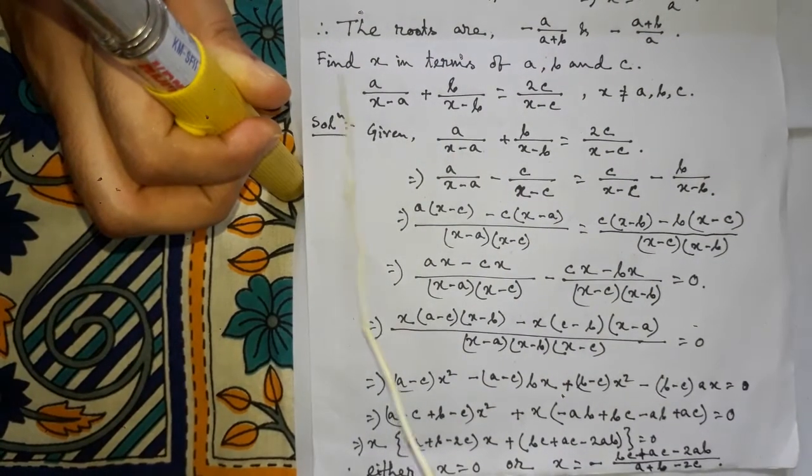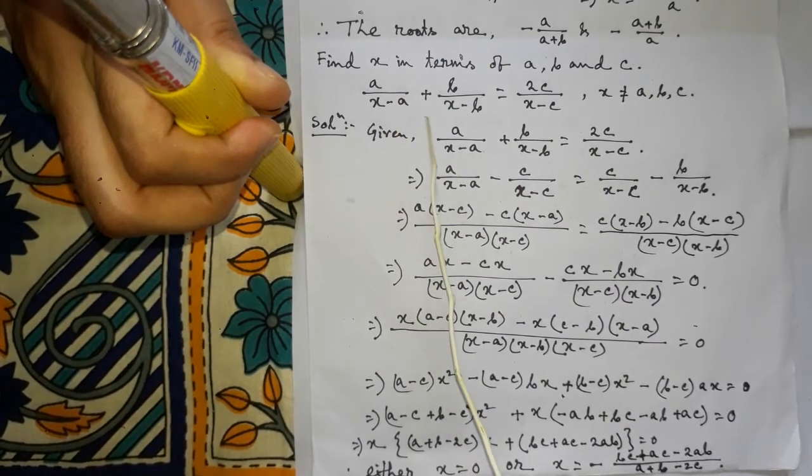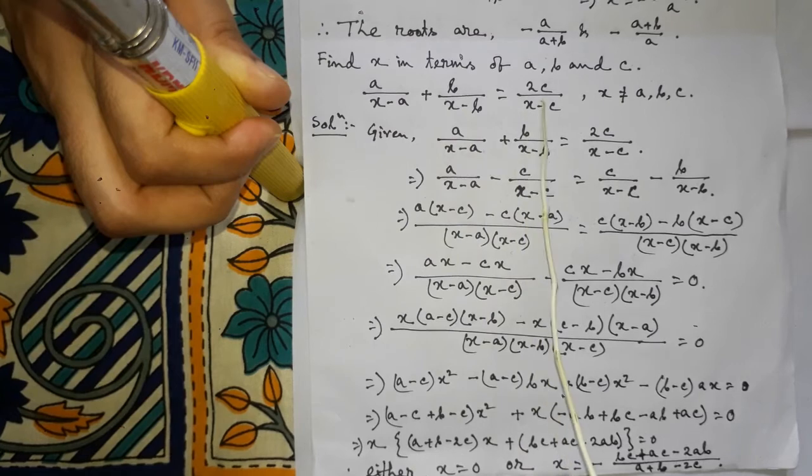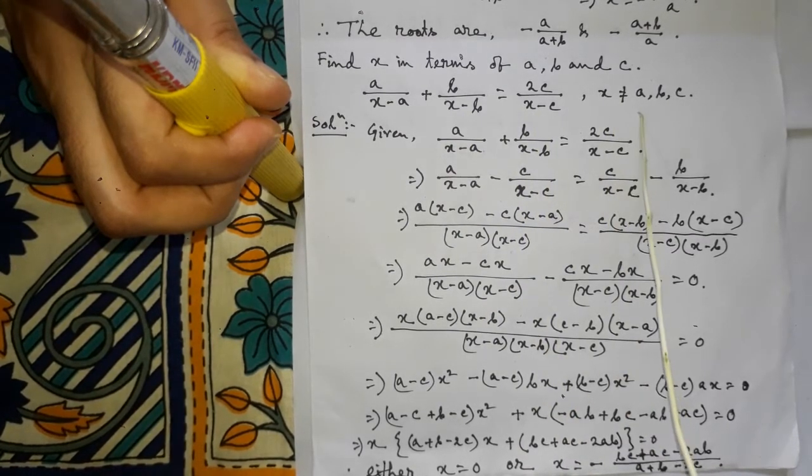Another equation is given, that find x in terms of a, b and c, where the equation is given a by x minus a plus b by x minus b is equal to 2c by x minus c. It is also given that x not is equal to a, not is equal to b and not is equal to c. So, this is the given equation.